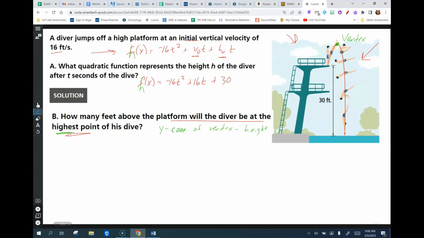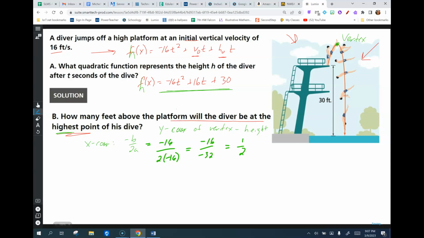So that means we have to know what the y-coordinate is in order to find it out. So what we're going to have to do is find the vertex of this. Remember what we're going to use to find the vertex. The x-coordinate of the vertex is going to be negative b over 2a. So we're going to plug that in. So we get negative 16 over negative 32, which is equal to 1/2. That's the x-coordinate of the vertex. And I'll tell you more about what that means in just a second.